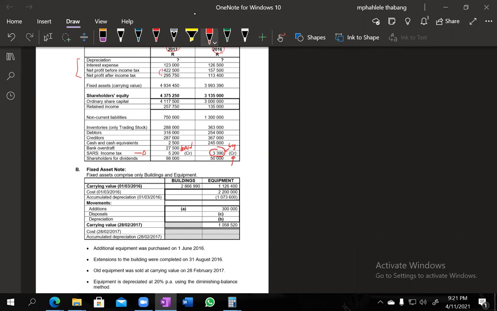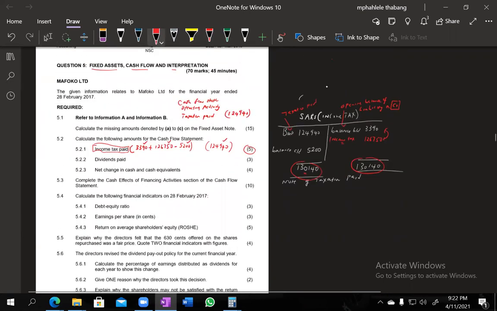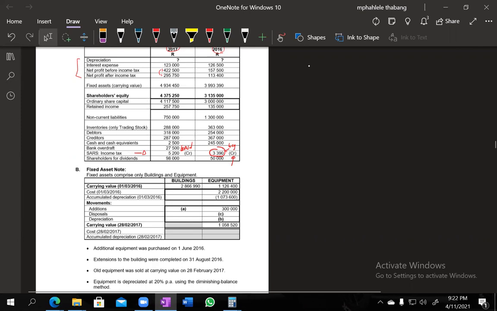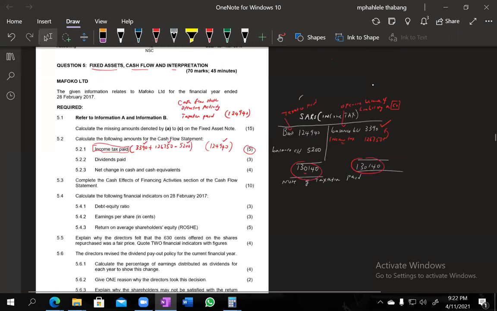3,390. In accounting, this is the opening balance. The amount of 2016 is the opening balance, and the amount of 2017 is the closing balance. The opening balance of a liability is on the credit side, and the closing balance of 5,200 is on the debit side. Income tax is always on the credit side of this account.